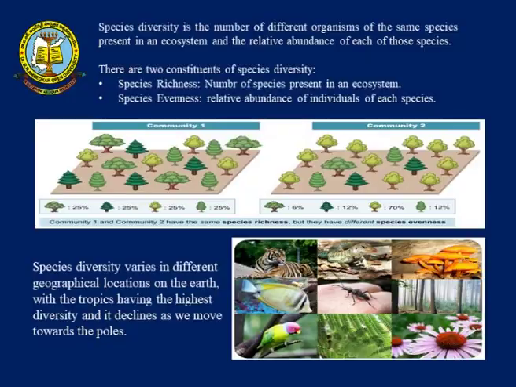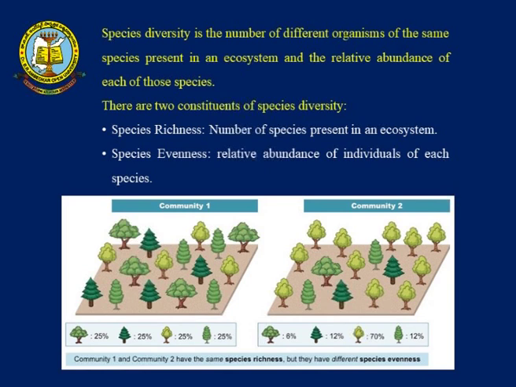What is exactly diversity? For example, with two different ecosystems, in one ecosystem you find 50 species of trees and animals, and in another you find 100 species. The diversity is more in the ecosystem with 100 species than in the one with 50 species. So, diversity is the number of different species present in an ecosystem and the relative abundance of each of those.